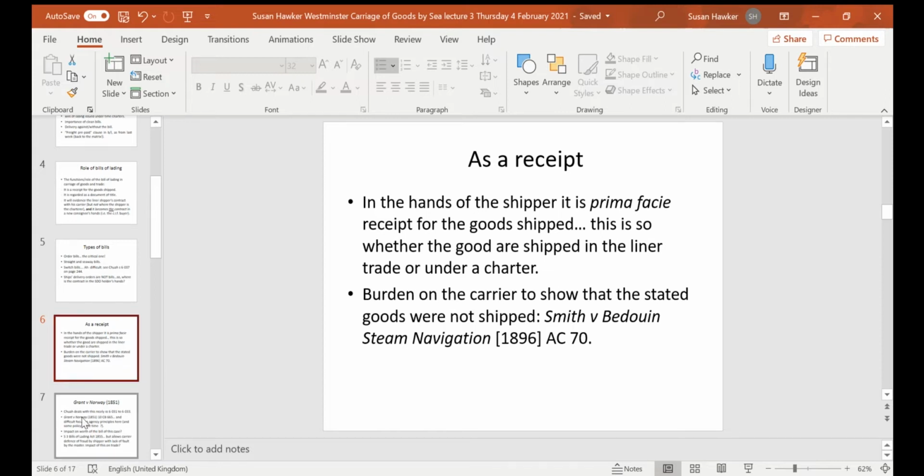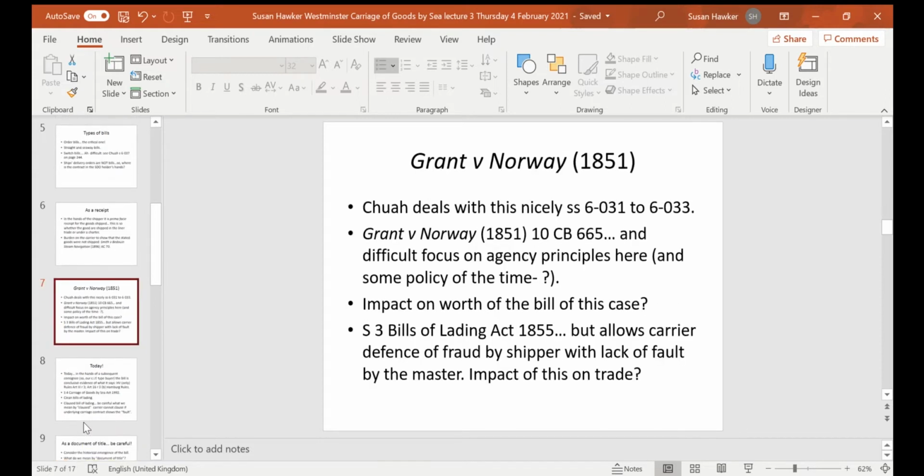Now this takes us on to some developments, and this takes us on to a case called Grant and Norway. And I want to talk about this because Chua particularly flags this up. And he, in fact, does deal with this nicely, and so we should look at it. Although Chua says something I'm not sure I actually quite agree with, and you can hear what I say, and then you can go away and think about it for yourselves, and you can see what you think, and you can come back and tell me whether or not you agree with me.